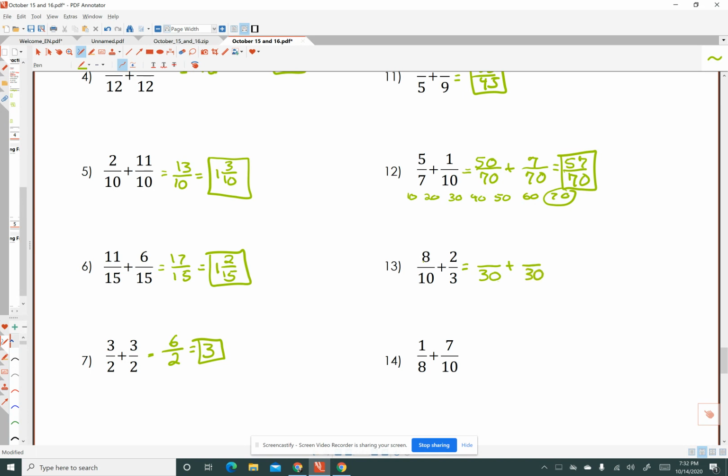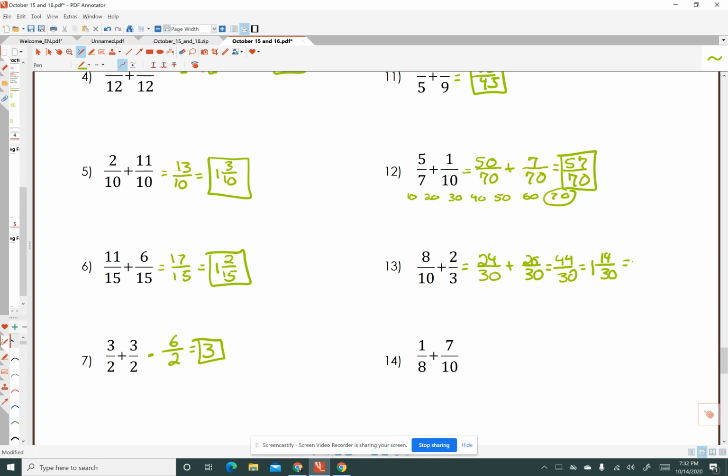10 times 3 is 30. 8 times 3 is 24. 3 times 10 is 30. 2 times 10 is 20, which leaves us with 44 30ths, which is more than one. So that's one group of 30 with 14 30ths left over.